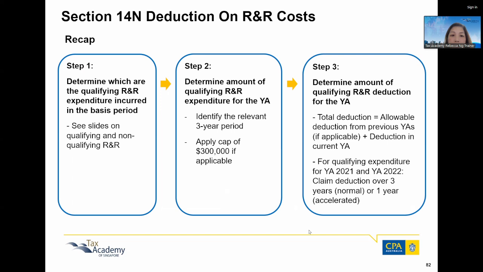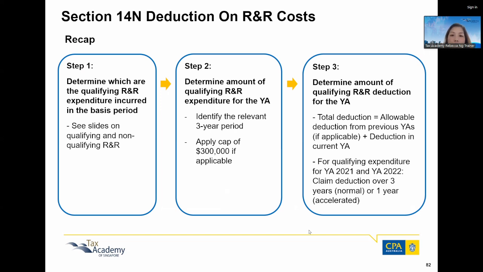That's step 1. For step 2, we will determine the amount of qualifying R&R expenditure for a 3-year period. So 3-year period, 300,000 cap. So I identify qualifying, then later I will cap my 3 years at 300,000. Just now on the YA 2023 we have the 120,000 cap. That is at slides 79, 80, and 81. It's talking about the 300,000 cap for the period of 3 years.